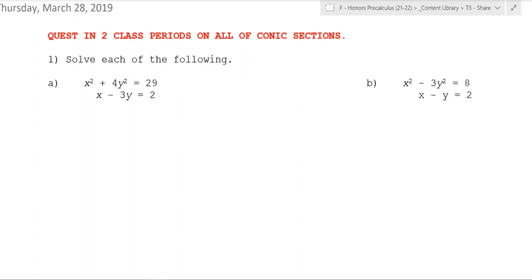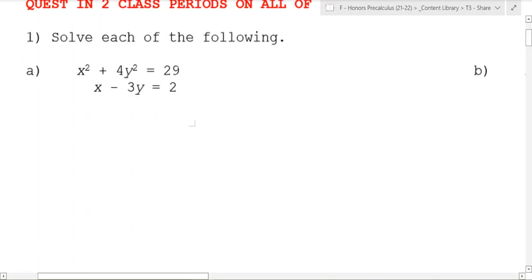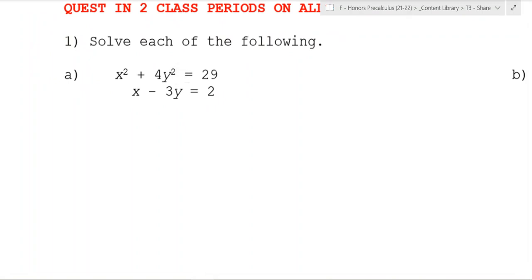To solve an equation means to find a set of values, coordinates x and y, such that when you plug them into both, they're both true at the same time. So we're going to use substitution on this one. It's kind of nice. In the second equation, we're going to isolate x and get x is equal to 2 plus 3y.